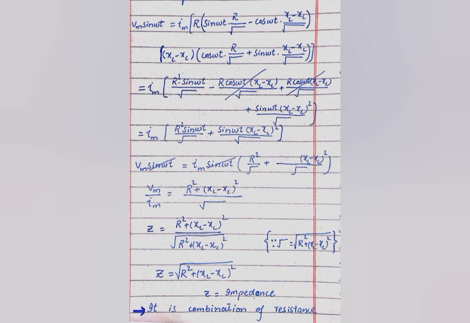The Im from the right side is divided to the left side, that is Vm over Im is equal to R squared plus (XL minus XC) squared over the hypotenuse. Here we get the formula of impedance. Impedance of the circuit is the whole resistance of the circuit, denoted by Z, and Z is equal to the square root of R squared plus (XL minus XC) squared.